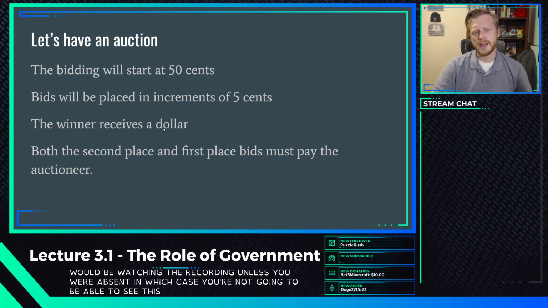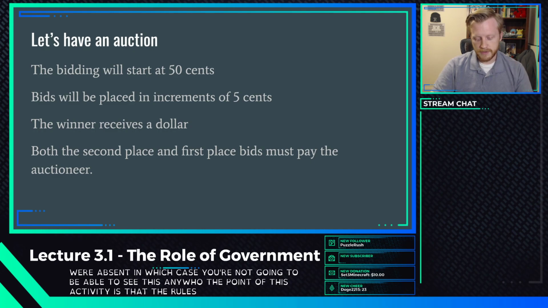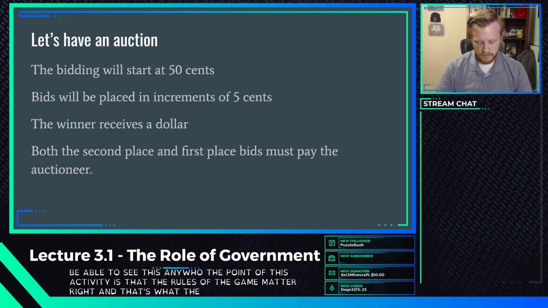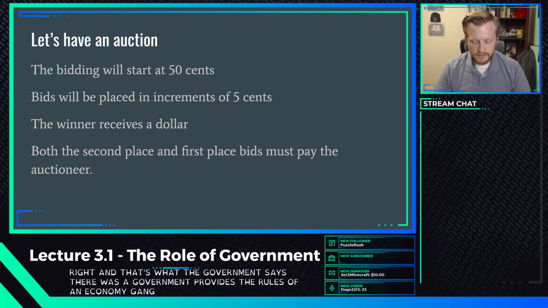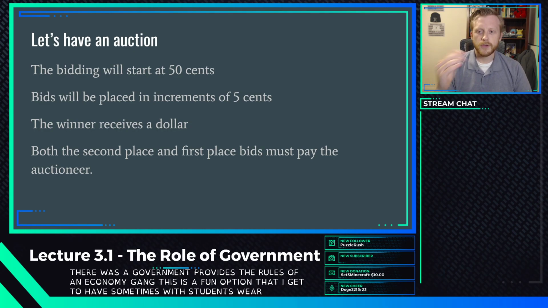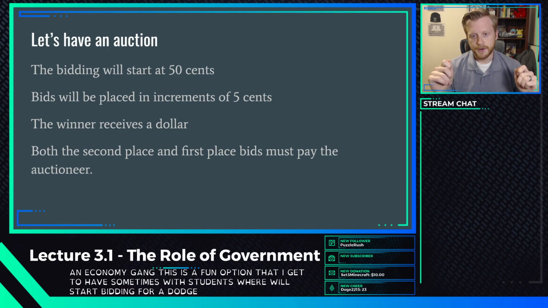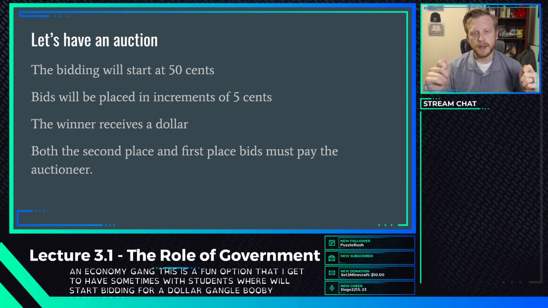Anywho, the point of this activity is that the rules of the game matter, right? And that's what the government provides. The government provides the rules of an economy, okay? So this is a fun auction that I get to have sometimes with students, where we'll start bidding for $1. Okay, we'll be bidding for $1.